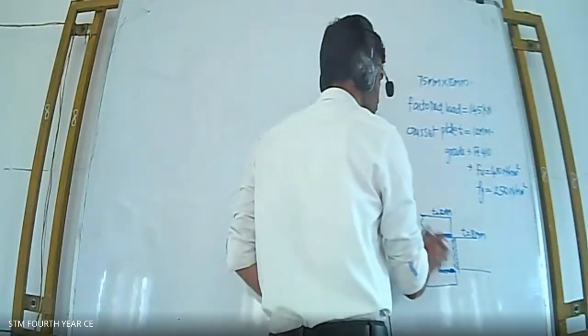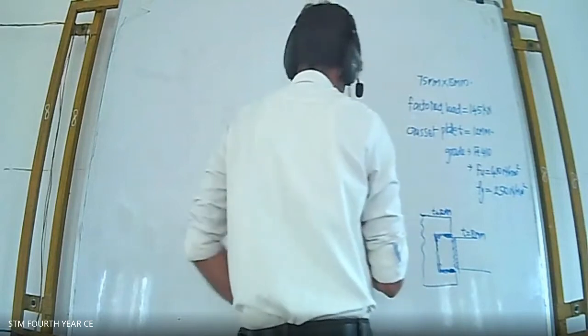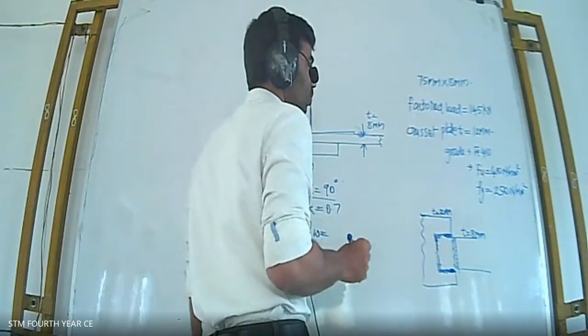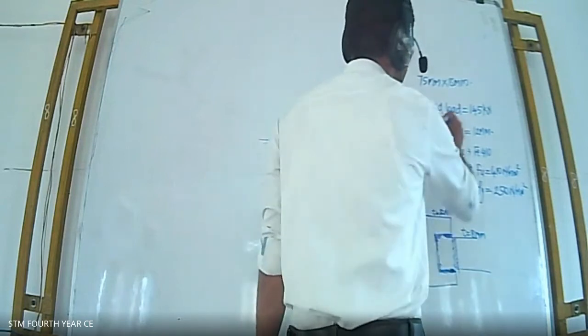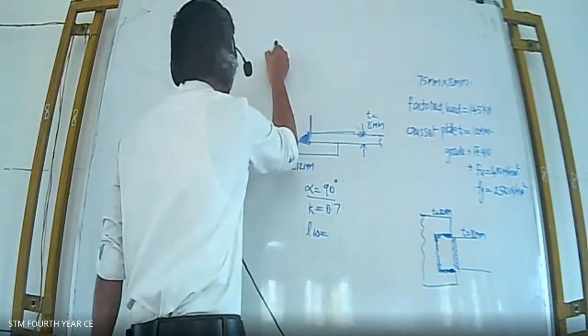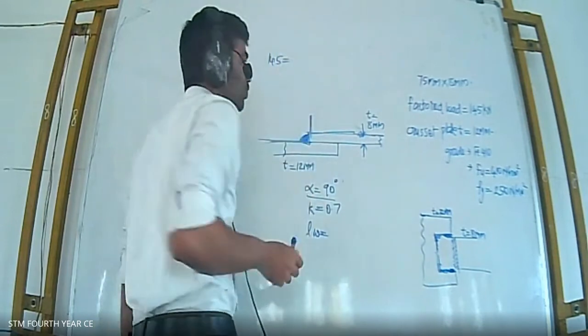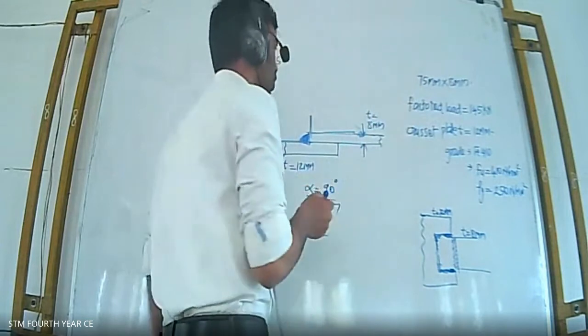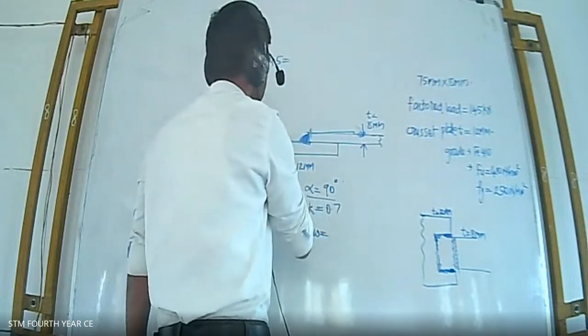So in our situation, you have to find the LW. The factored load is given as 145 kilonewton. So you have to substitute 145 is equal to, okay, 145 is the load that you have to transfer. So 145 is equal to our equation.